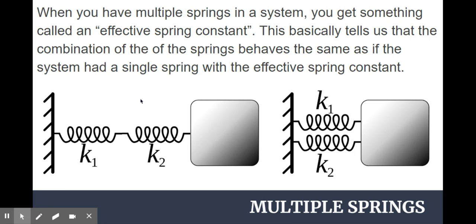Let me see if I can think of an example. That would be like saying, okay, you have two people that can lift 50 pounds each. Instead of having two people that lift 50 pounds each, we could say that we have one person that lifts 100 pounds, and they can do the same thing as the two people working together. Kind of a similar idea here. We've got two springs working together. To make our life simpler, if we can just imagine a single spring with a different spring constant that operates and works the same way, that's going to make our life easier. That's what we call our effective spring constant.